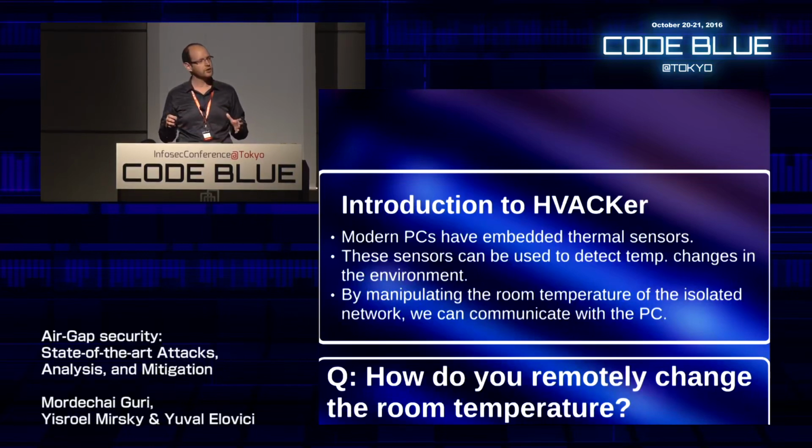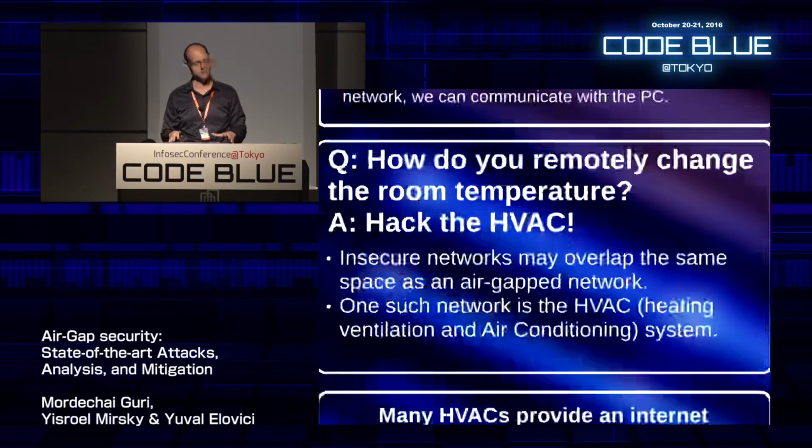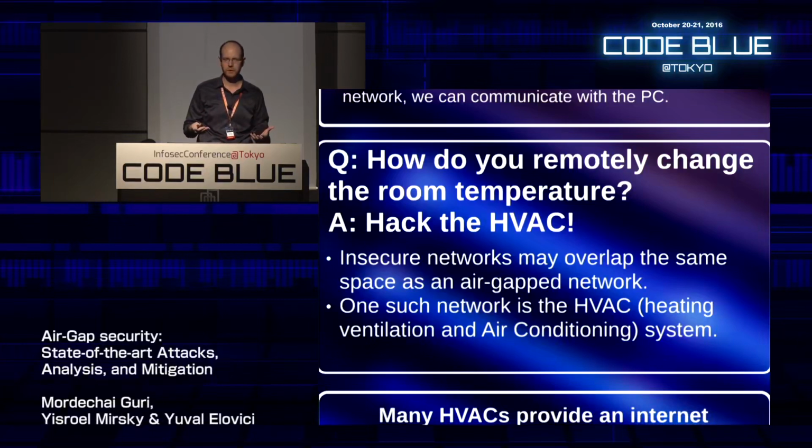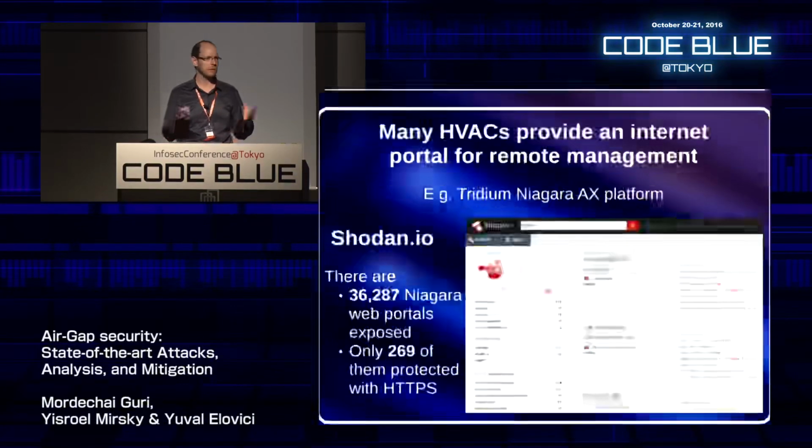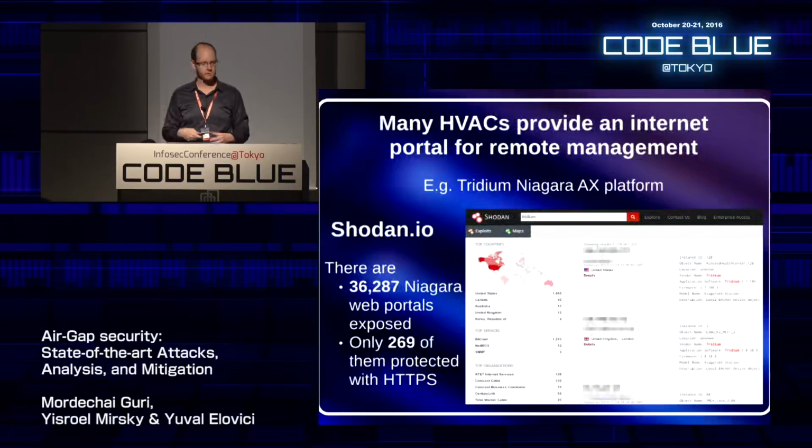Now, the idea is that if we can change the temperature in the room, raise the temperature in the room, and lower the temperature in the room, the computer can pick up these changes and interpret that as binary information. So the question is, how can an attacker manipulate the temperature in the room? Well, in many cases, insecure networks are overlapping in the same physical space as the private and protected networks. And one of those types of networks, as an example, is the HVAC system, the heating, ventilation, air conditioning system. It's typically a system that has its own network, manages the air conditioning and heating of an entire building, and the elevator systems, and so on.